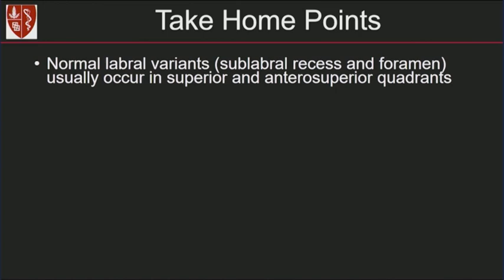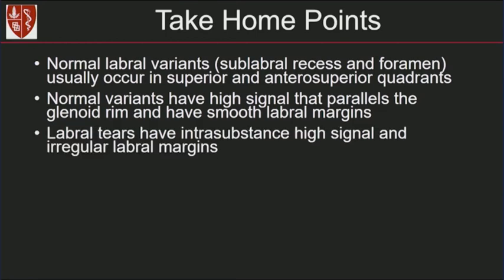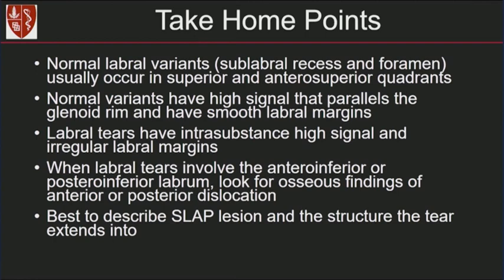So in summary, normal labral variants, such as a sublabral recess and foramen, usually occur in the superior and anterosuperior quadrants. Normal variants have high signal that parallels the glenoid rim with smooth labral margins. In comparison, labral tears have intrasubstance high signal and irregular labral margins. And when labral tears involve the antero-inferior or postero-inferior labrum, look for signs that may say that this was from an anterior or posterior dislocation. And then in our practice, it's best to describe the SLAP lesion and the structure the tear extends into.